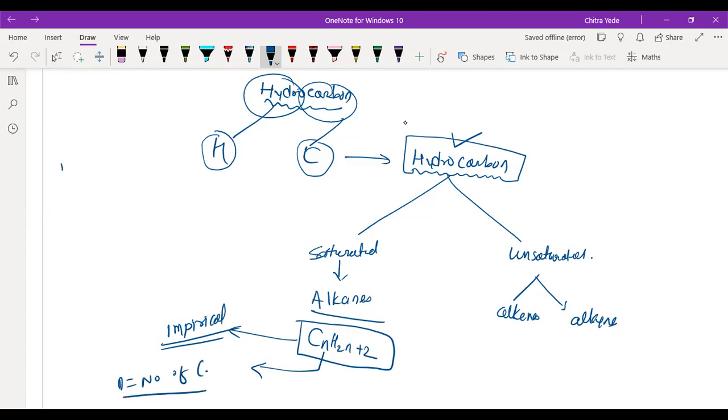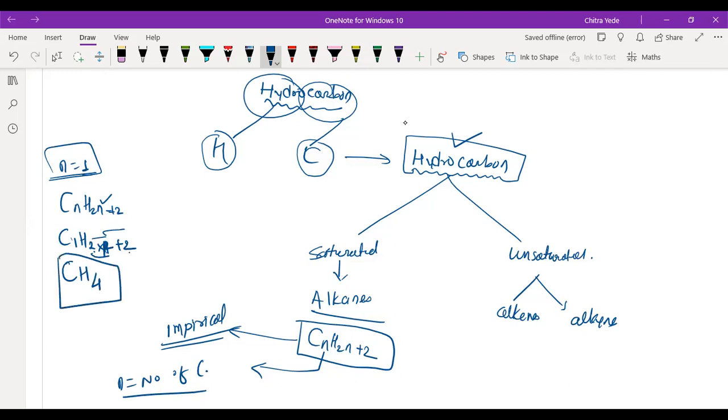Suppose you take n equals 1. Then CnH2n+2 becomes C1, then H, 2 into n, and n is 1, so 2 into 1 is 2, and 2 plus 2 is 4. C1 we represent by C. So now we have the formula CH4.